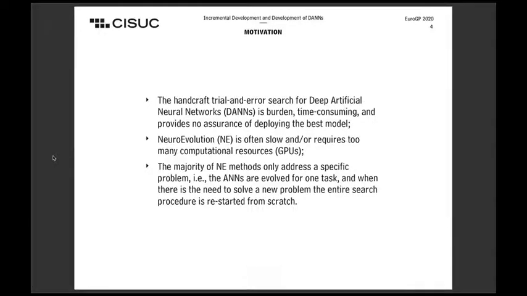On top of that, the majority of NeuroEvolution methods only address a specific problem. That is, the artificial neural networks are evolved for one specific task, and when there is a need to solve a new problem, the entire procedure has to be restarted from scratch. That is, there is no reuse of knowledge gathered a priori when solving other problems, and we are always restarting from scratch every single time we want to optimize a neural network for a different problem, or when we are trying to optimize a different type of structure for the same problem.